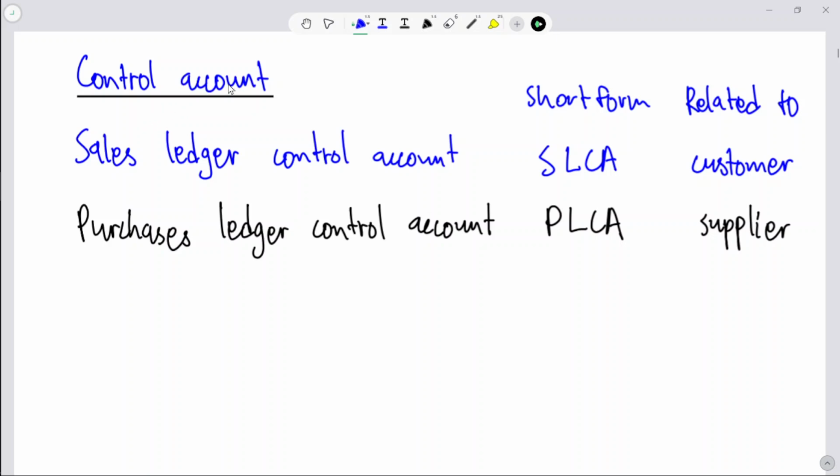Okay, today we'll talk about control account. Control account, we have sales ledger control account. In the short form, it's called SLCA, and it's related to the customer. Okay, for purchasers ledger control account, its short form is PLCA, and it's related to supplier.